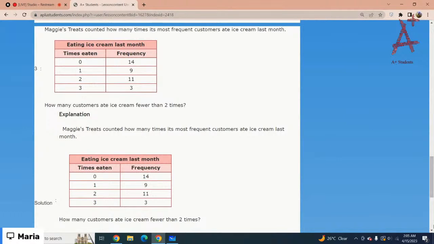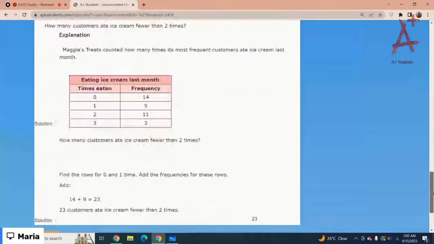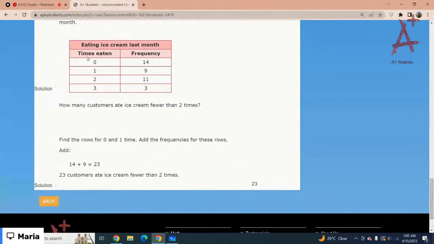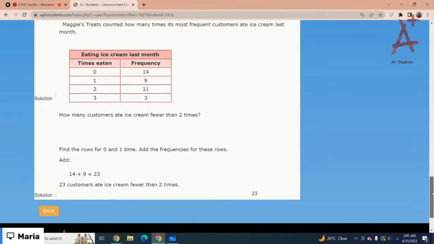So fewer than 2 means you have 0 and 1. So just add the frequencies of 0 and 1. 0 has the frequency 14 and 1 has the frequency 9. Just add, so it makes 23. That means 23 customers ate ice cream fewer than 2 times.